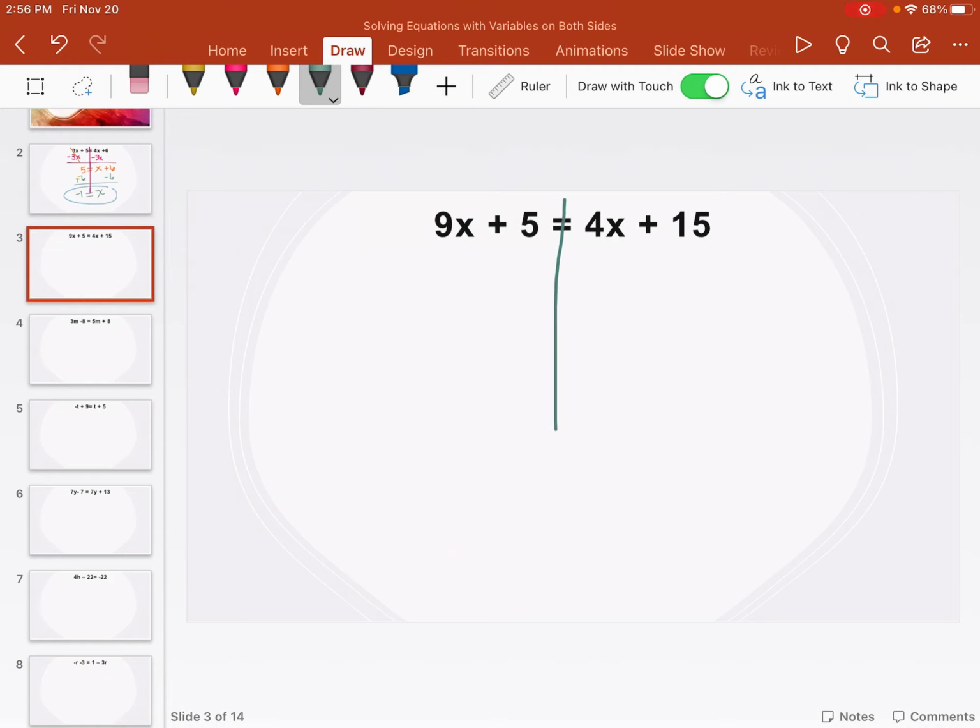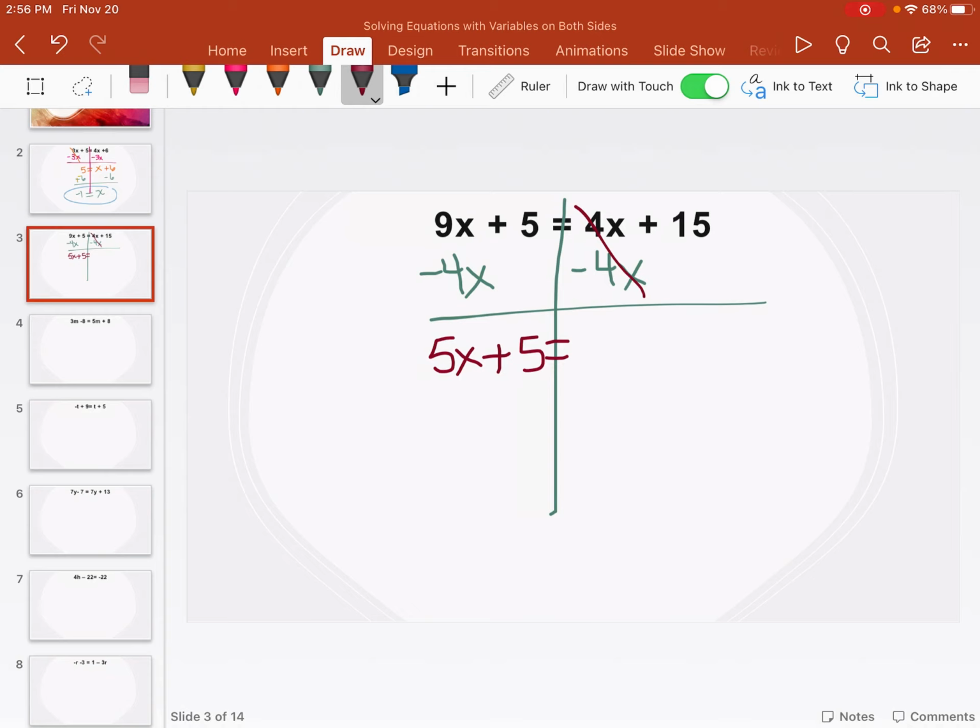Okay, next problem. Again, I would move the 4x first, so minus 4x, minus 4x. And I get 9x minus 4x leaves me 5x plus 5 equals. On the other side, those cancel. I have 15 left over. Then I will subtract my 5.